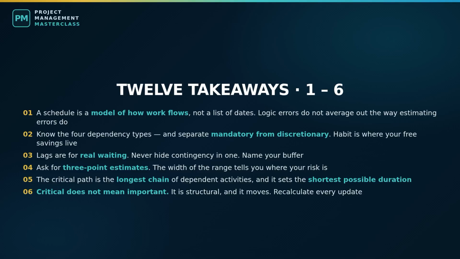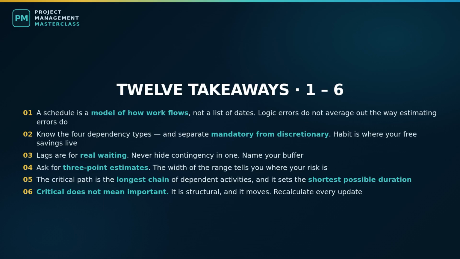Let me pull the whole hour together. 12 things, and if you keep nothing else, keep these. 1. A schedule is a model of how work flows, not a list of dates. Logic errors do not average out the way estimating errors do. Spend your effort on sequence. 2. Know the 4 dependency types and separate mandatory from discretionary. Mandatory is physics and contract. Discretionary is habit, and habit is where your free schedule savings live.